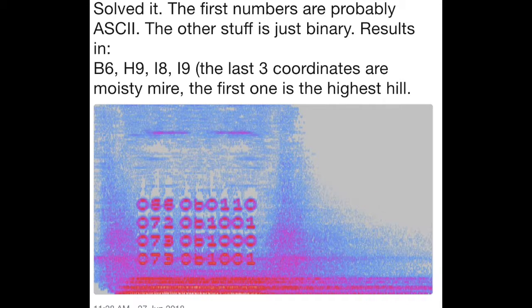Okay, so while editing this, two Epic buddies literally figured it out. They solved it. It's like Morse code, basically, for B6H9IE and I9. And those are the coordinates right by Moisty Mire. The first one is on the highest hill. So the codes are in Moisty Mire, which means the rocket could hit Moisty Mire.